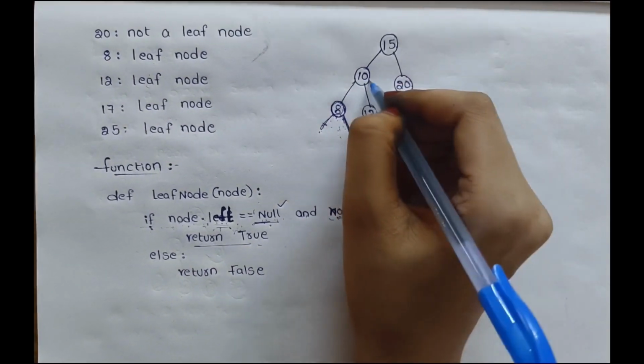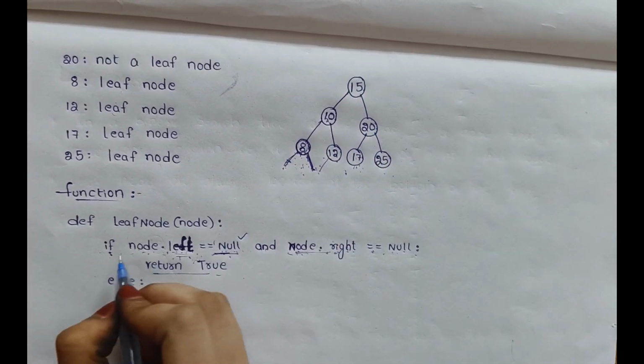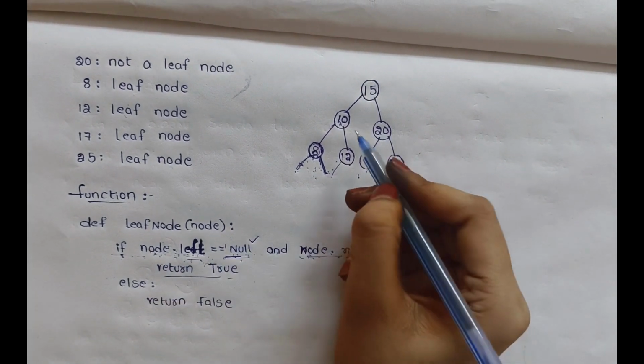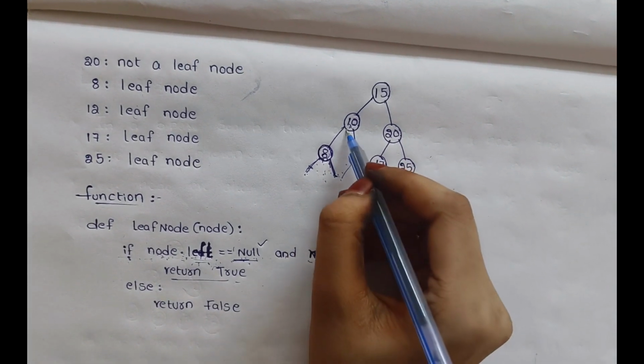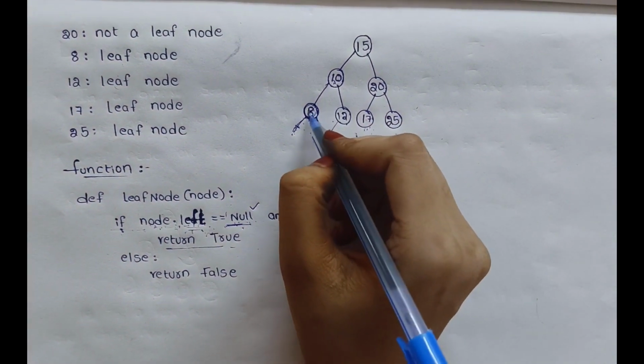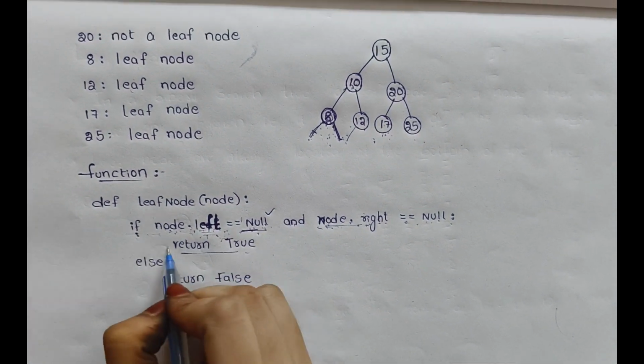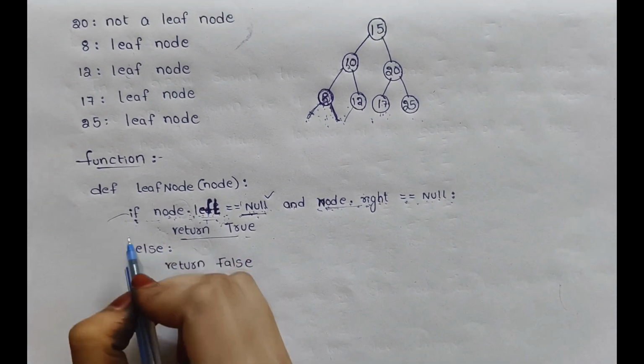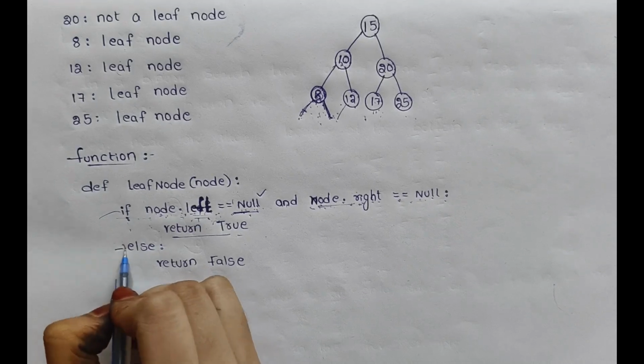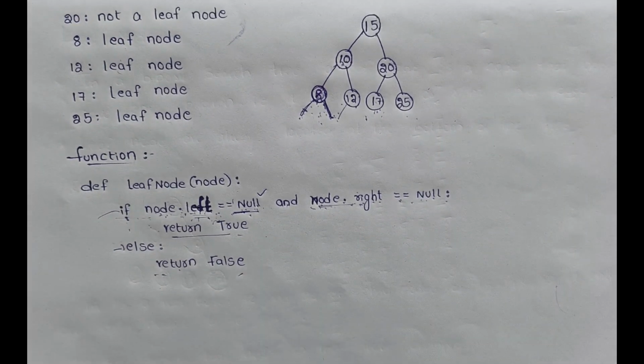For example, consider 10. Here in this condition node dot left, it will go to its left subtree. Here 10 has a left subtree of 8, hence the condition is false, and it will skip this condition, go to the else condition, and return false.